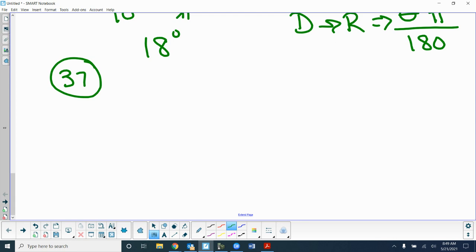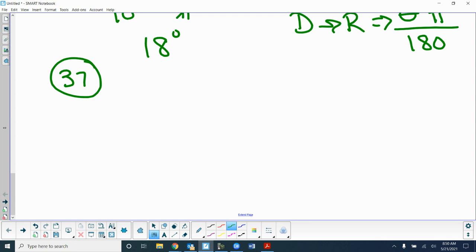Number 37, use the unit circle to find the exact value of the cosine of 30 degrees. Remember, when they say exact value, we're talking about the fraction with radicals, not the decimal. So your choices will be fractions and radical expressions.